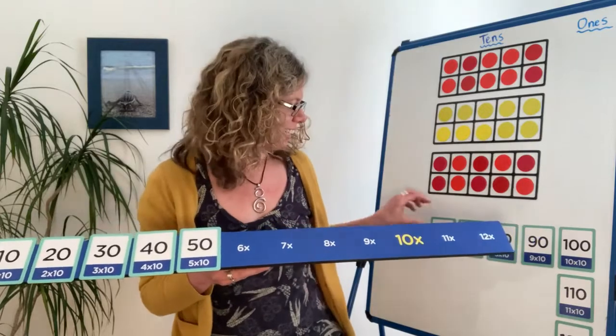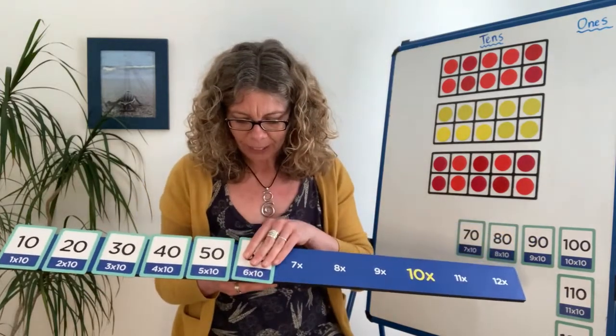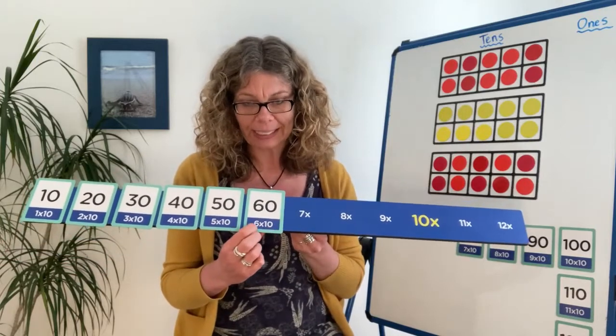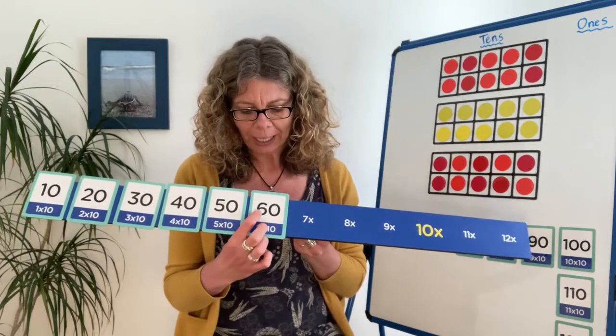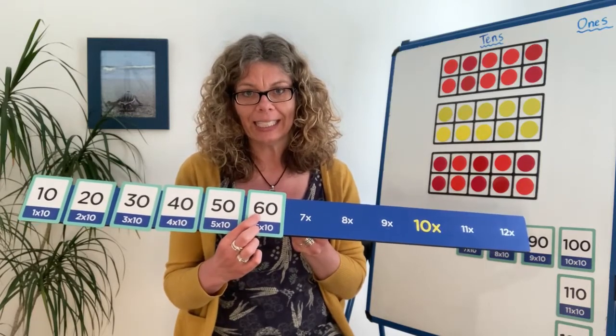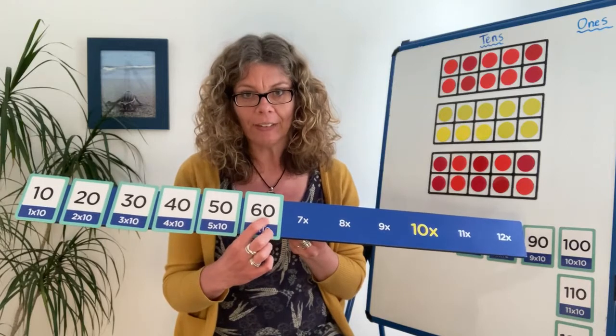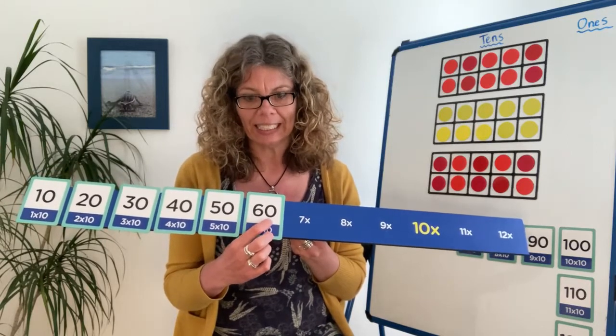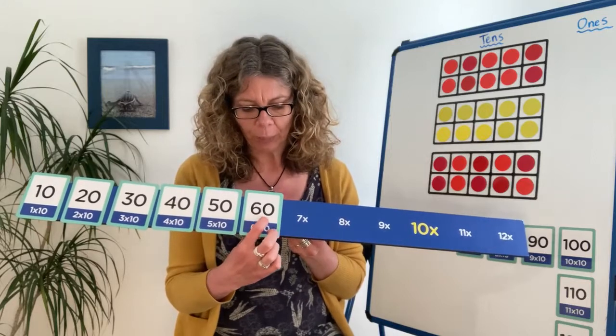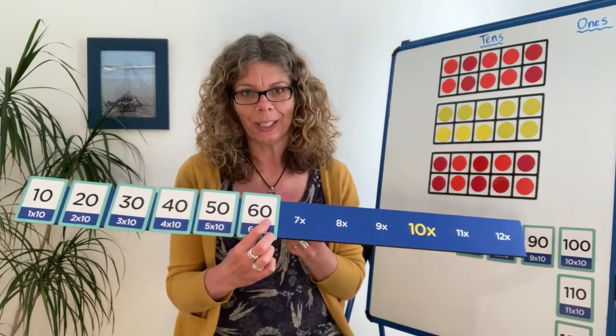Yeah, excellent. So next up we have got 6 times 10. So again, that would mean 6 lots of 10. So 6 full 10 frames. So we've got 6 in the tens column and 0 in the ones column. So we've got 60. 6 tens are 60 and we've got nothing in the ones column.